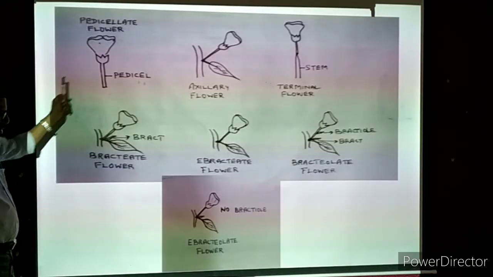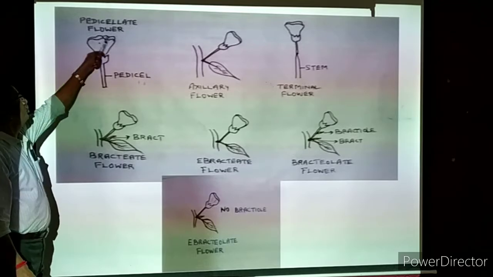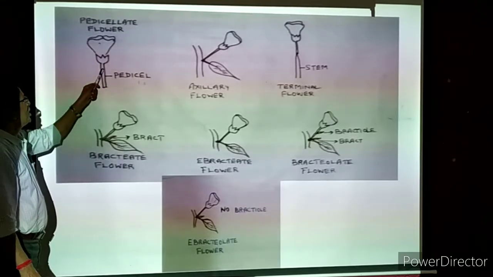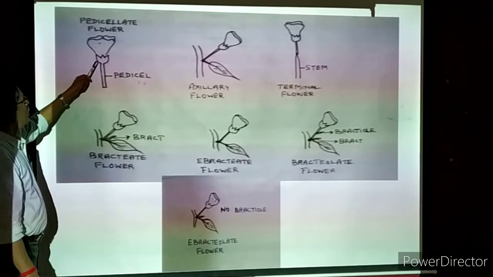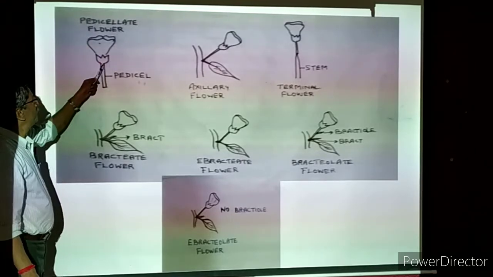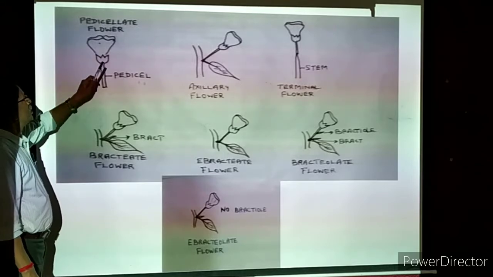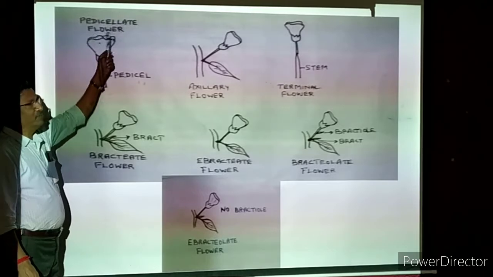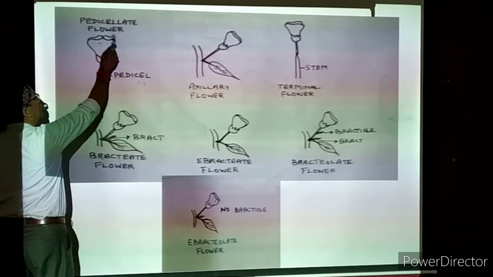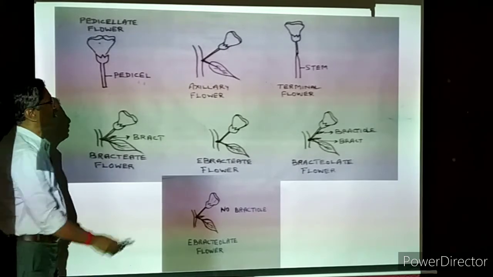Now the picture, what are the things we have studied? We are going to see that. Now this is the flower, complete flower. This is the stalk of the flower. It will be green in color. It is called the pedicel. Now the floral parts are there, that means parts of the flower. So this is the flower with the pedicel. The whole thing is called a flower. The flower with the pedicel is called a pedicellate flower.